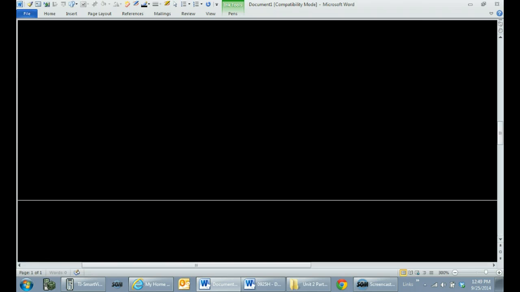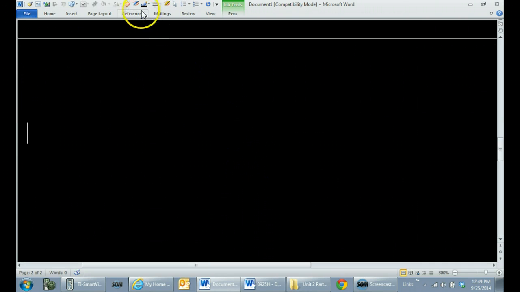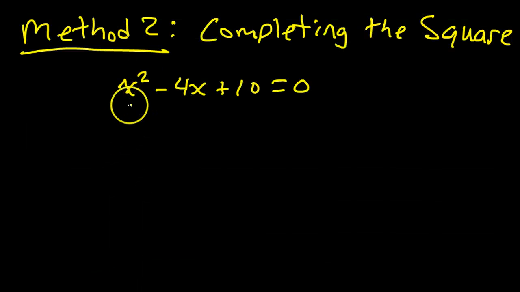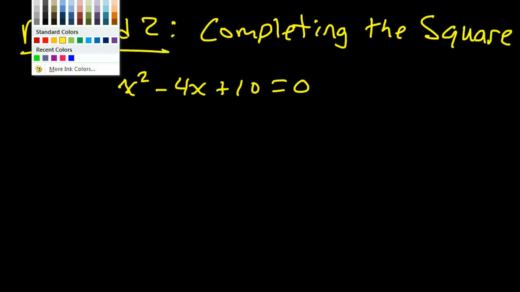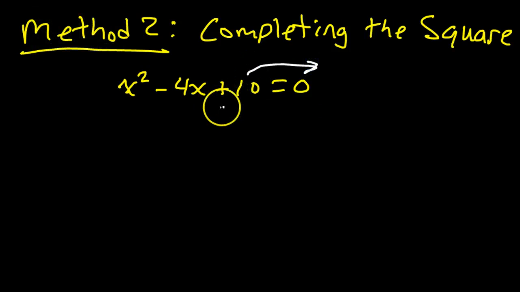So I would like to show you that as well, but I feel like I need to get to another page. Need more space. Okay, so let's do the same problem by completing the square. Method 2 is called completing the square. So here is how we solve an equation like this by completing the square. Well, first of all, this third number usually has to go. So I'm going to take that third number and move it to the other side of the equation by subtracting 10 from both sides. That's going to give me x squared minus 4x.